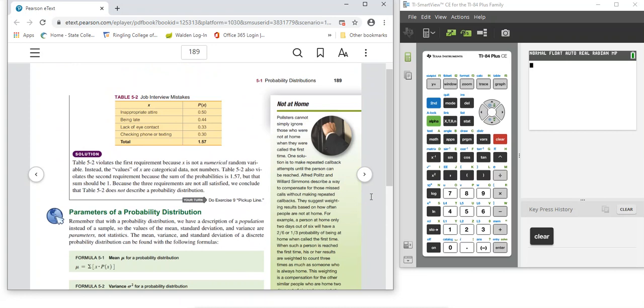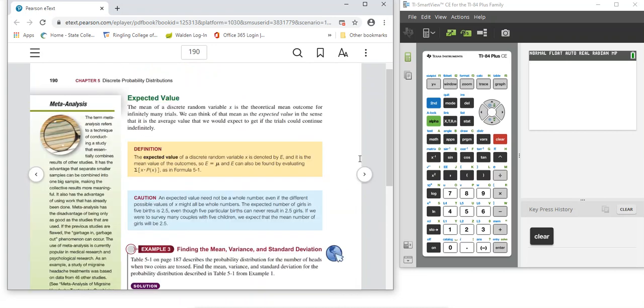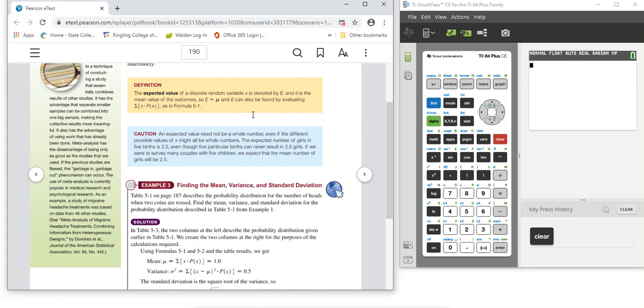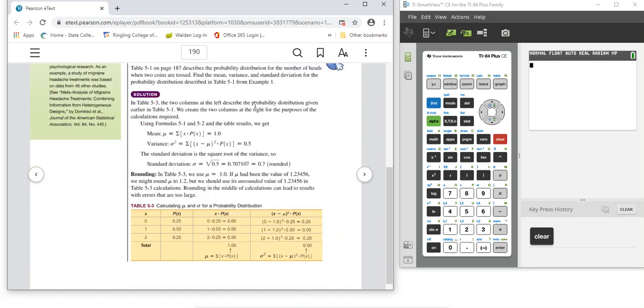So let's talk about another term they use for the mean, the expected value. The expected value of a discrete random variable is the mean value of the outcomes. E equals mu. E can also be found by evaluating x times p of x, where we just had that formula.